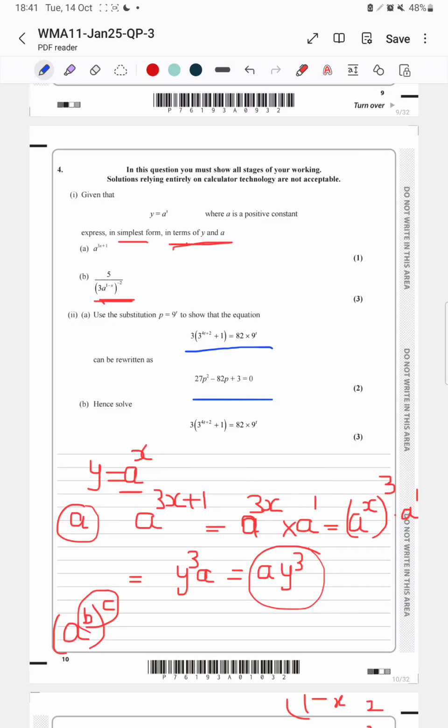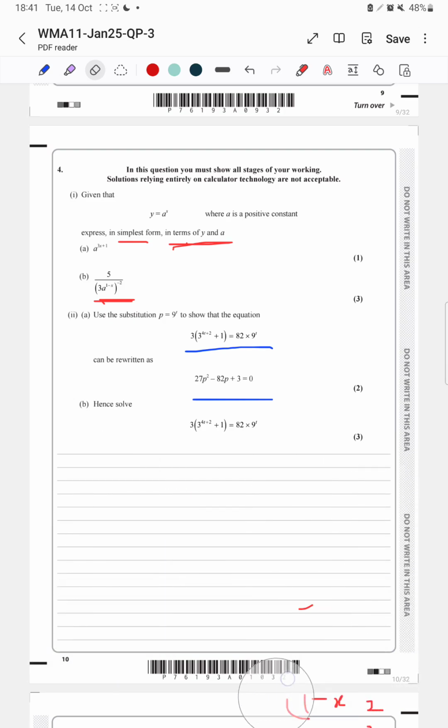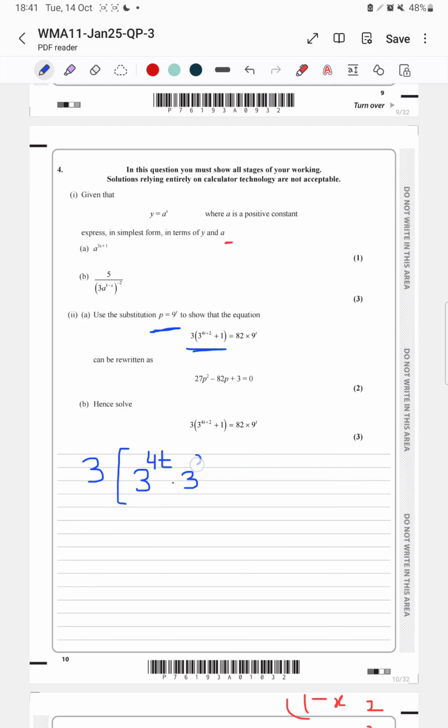So now we will start the next part. In this part, we are given an equation in terms of t, and we need to convert it into the form of p using this substitution. First I will start with the left side. This is 3 times 3 to the power of 4t, which I can write as 3 times 3 squared plus 1, and this is equal to 82 times 9 to the power of t, which is p.